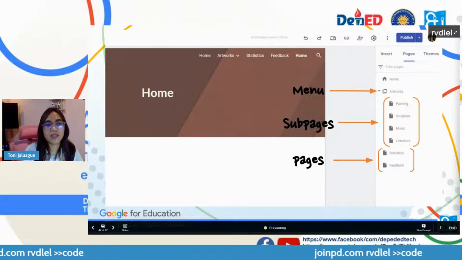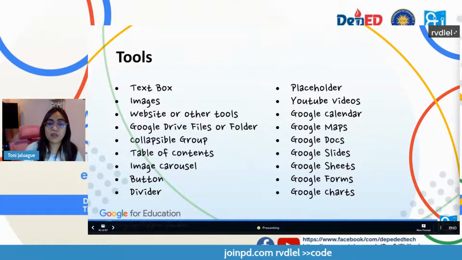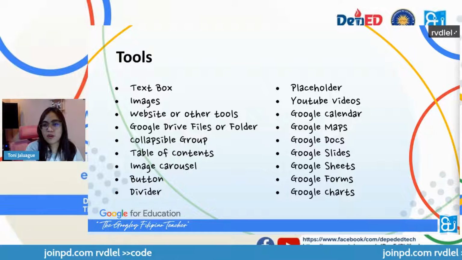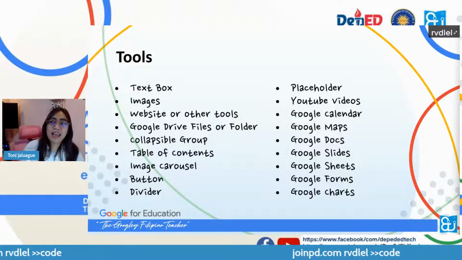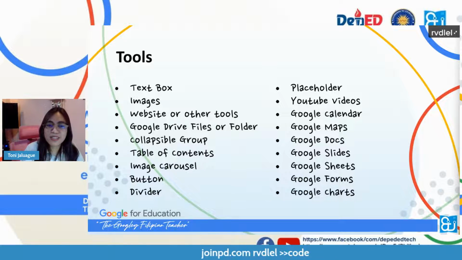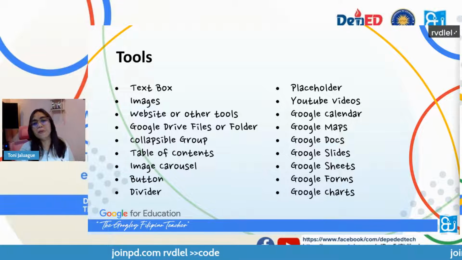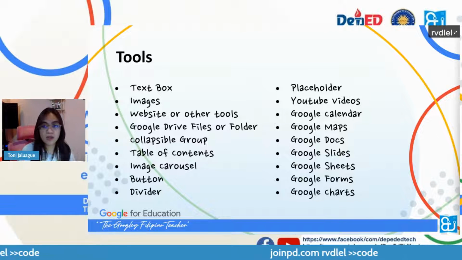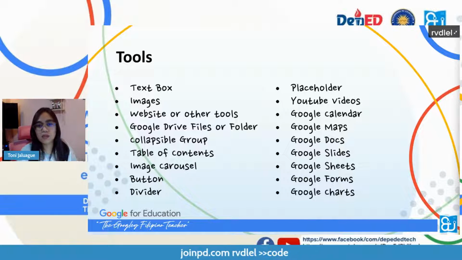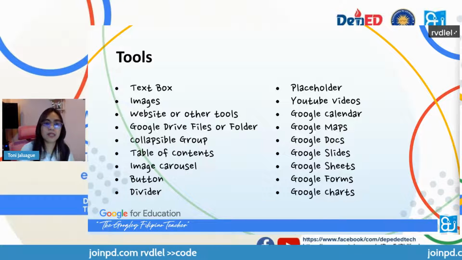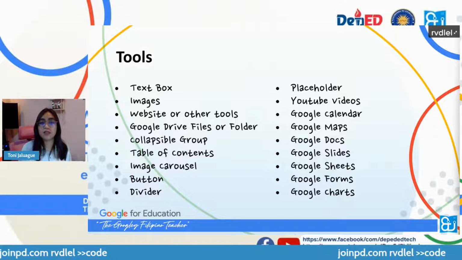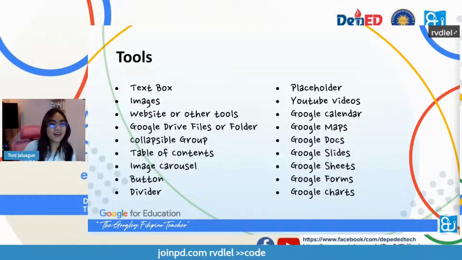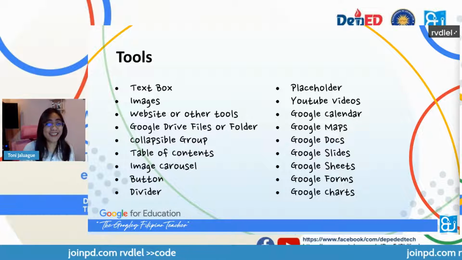After we create the pages, we can now add the different tools. So these are the different tools that are available for your website. Technically, you can add everything to your Google Site. Even a Google Map, a website, another website, another tool that is not a Google tool, you can add all of those in your website. We'll take a look at all of these tools one by one. Hopefully you can still follow me since this is a lot of tools to add.